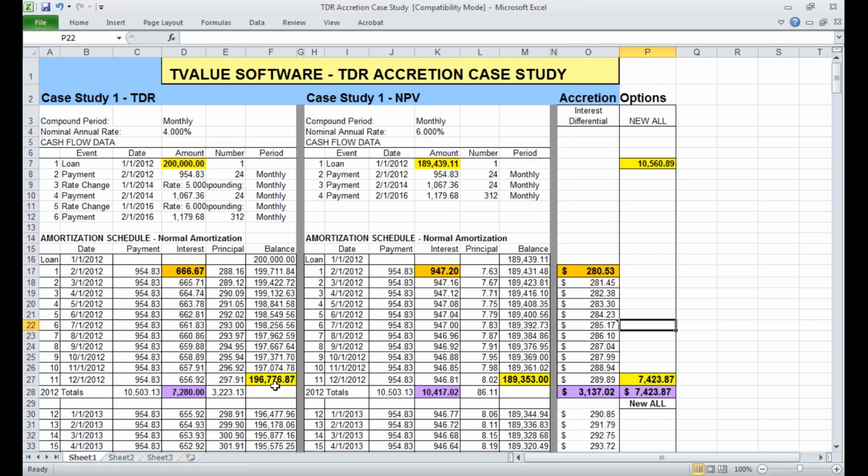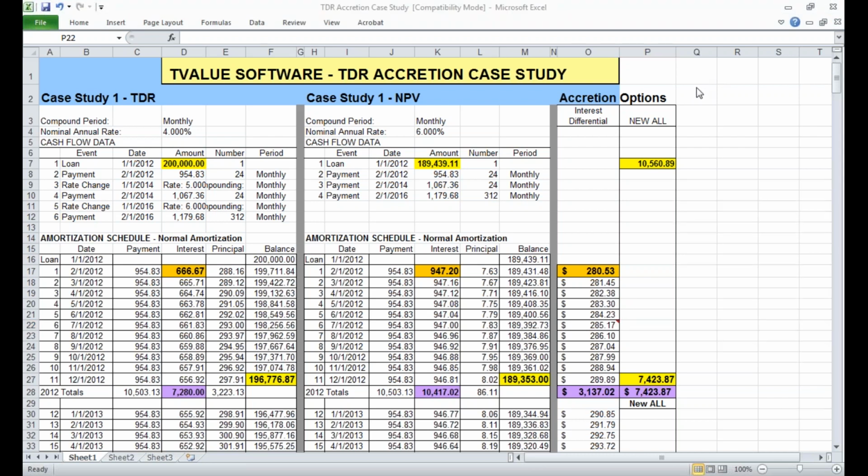If you look at the balance at year end, this is 12/1, your balance is $196,000. If that agrees with your system, all the payments have been made timely, you can actually use this number. The net present value of those same cash flows at the same point in time is $189,000, so your allowance at that point is $7,400. So once again, if you're using TValue, you can export the TDR schedule, export the net present value, line up the payment lines, and you have most of the information you're going to need.